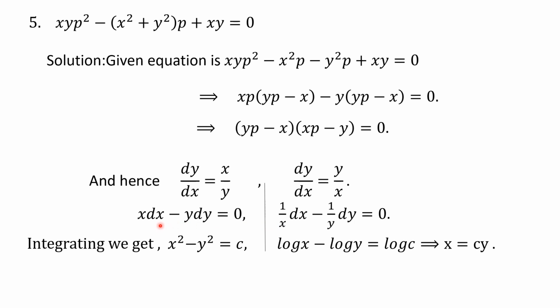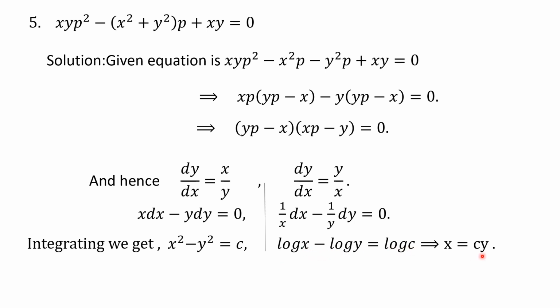So integral x square by 2 minus y square by 2 equal to c, or you can write x square minus y square equal to 2c, that is a new constant, capital C. Integral on both sides we get log x minus log y. Since both are in log, write the constant also in log, so log c. On simplification, log m minus log n is log m by n, that is log x by y is equal to log c, both side log gets cancelled, x by y equal to c, or x is equal to cy.